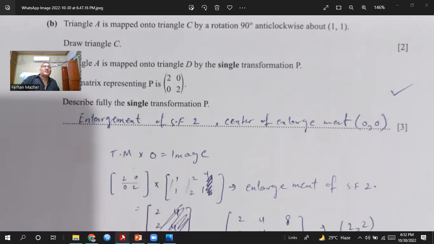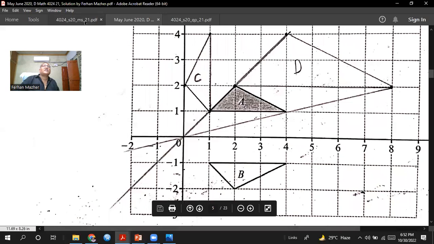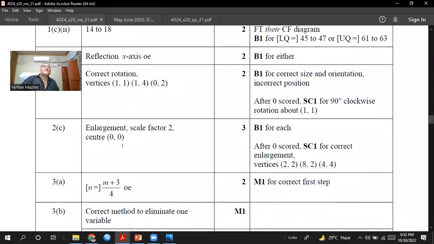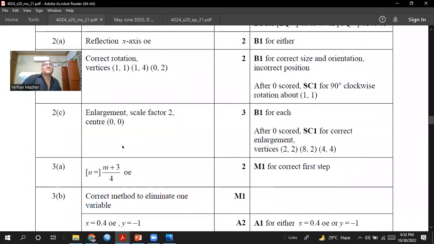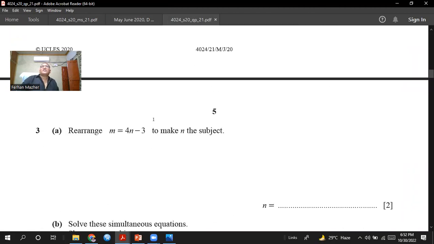So let me go back. Okay, so let's check what is the answer here. It says enlargement scale factor 2, center 0, comma 0. So this is how you will do question number 2. I hope you understand this. And that was the question. It was the 3 marks part. So we are going to the next question.